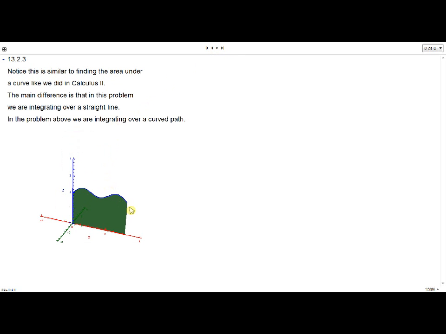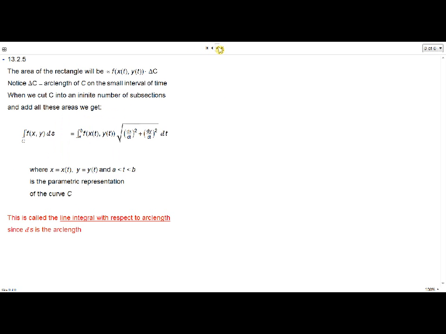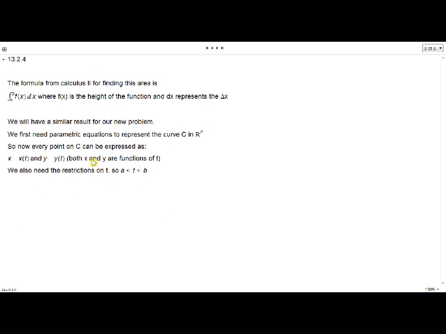So remember in Calc 2, when we wanted to find the area under a curve, right? We had the function here. Then we had our interval from a to b. We broke it up into a bunch of little rectangles. We said that the width was what? dx, right? So in the integral back in Calc 2, the dx was the width of the rectangle.